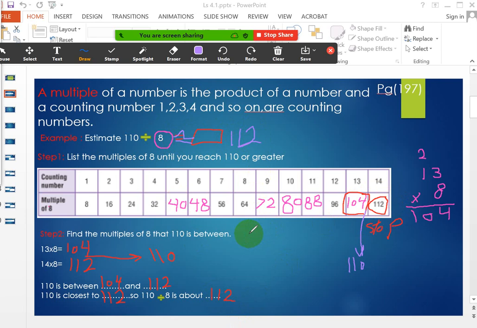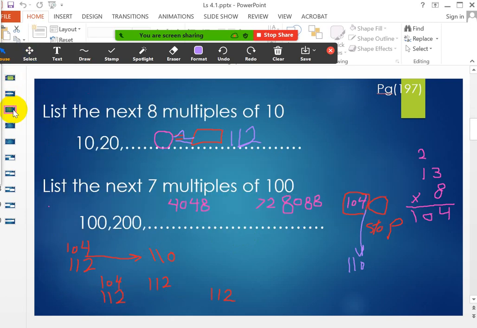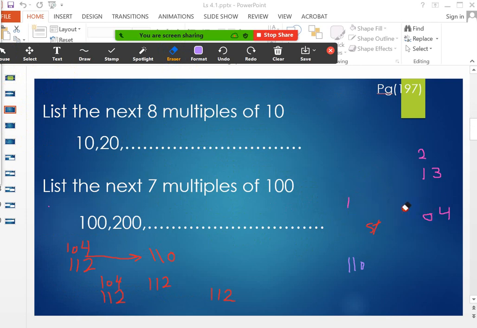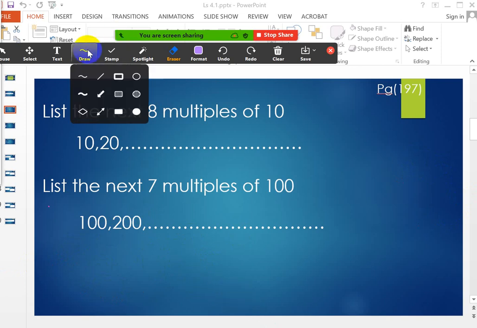Now let's see another example about the multiples. Okay? Now I want you to give me the next 8 multiples of 10. 8 multiples of 10. What does that mean? You know the multiples of 10? It's 10, 20, 30, 40, 50.